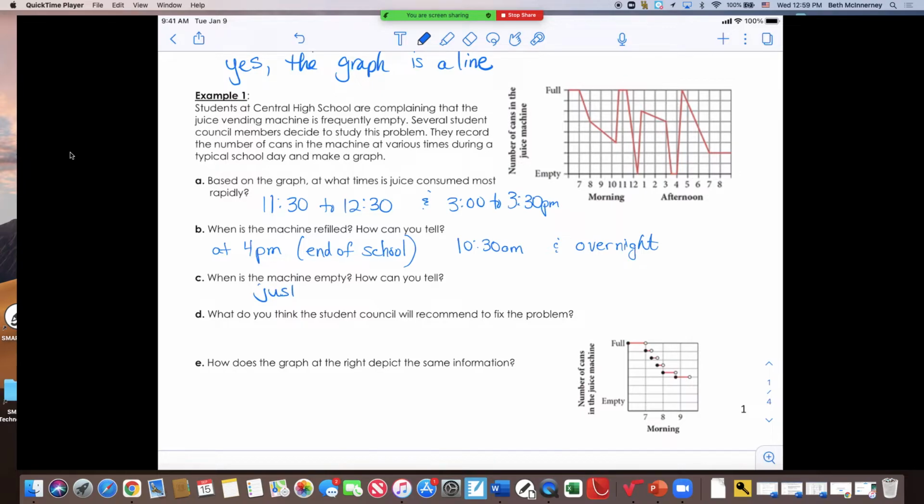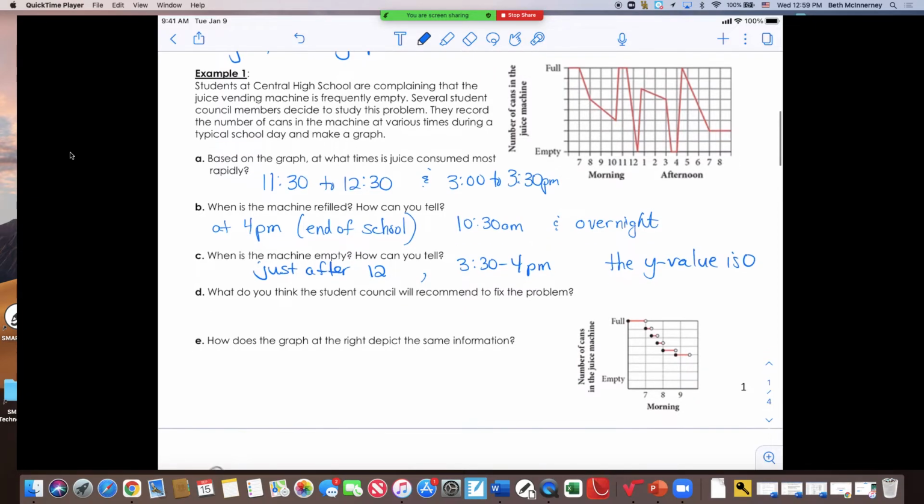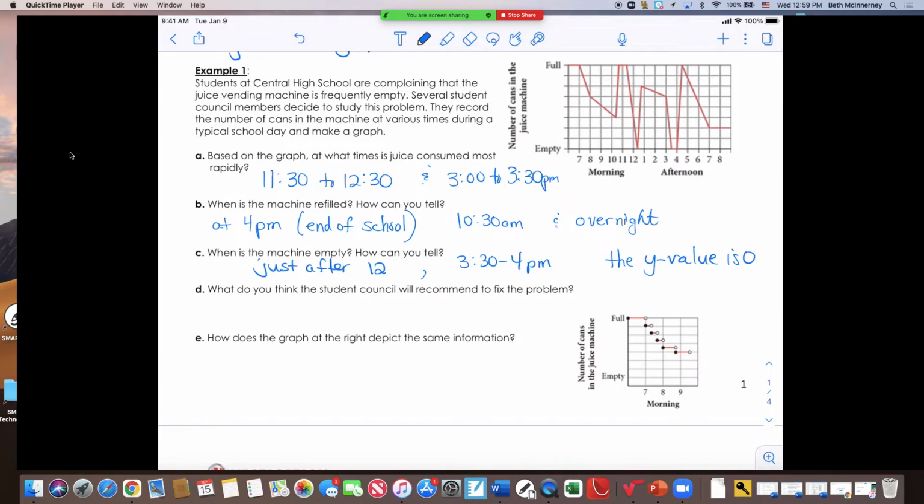Okay, great. Just after 12, so maybe 12:30. I couldn't quite tell. And then it was empty again from 3:30 to 4. How can we tell? Yeah, Sydney? It's all the way at the x-axis on it. Yeah, okay, so couldn't we say the y value is 0? Yeah. Okay. What do you think the student council will recommend to fix the problem?